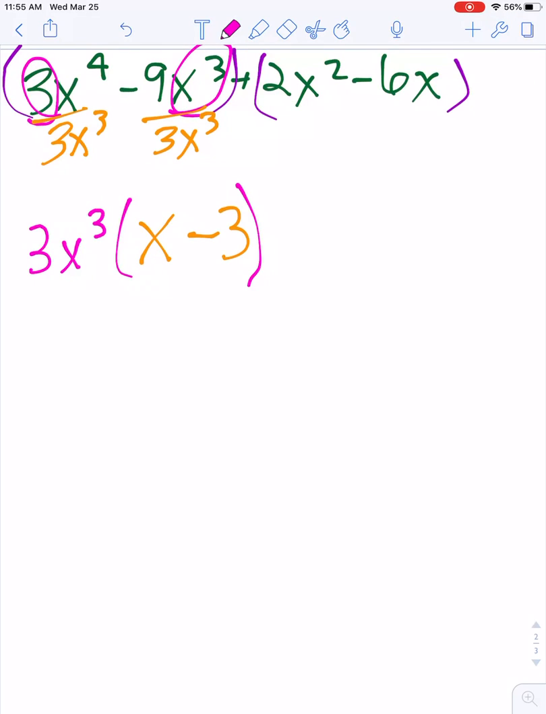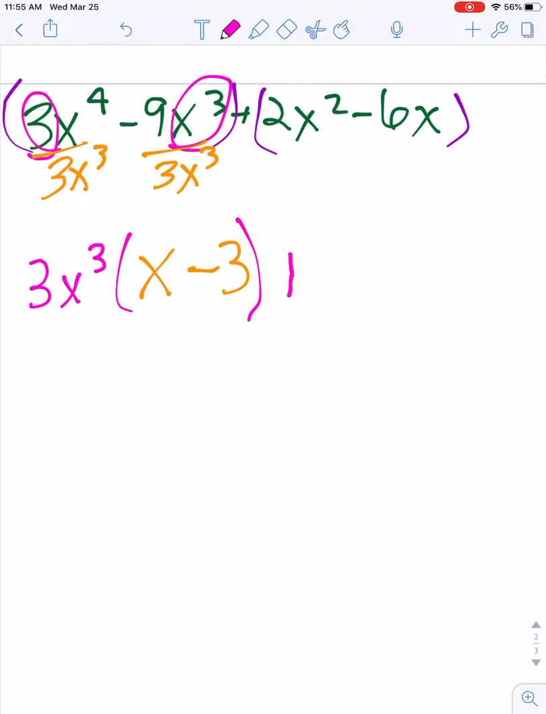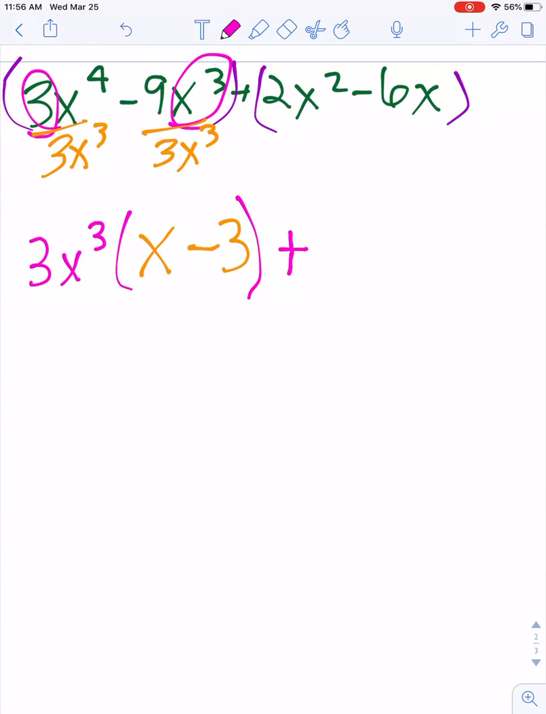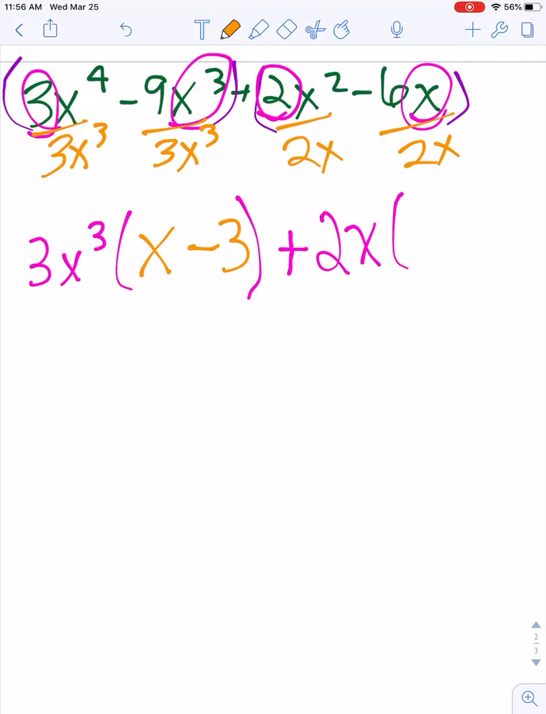So now we have our left term factored, but we still have our entire right term. All right. So we have 2x squared minus 6x. So again, we're going to factor out that leading coefficient and our smallest power of x. Leading coefficient is 2. Smallest power of x is just x. Then we'll divide each term by our factor. So we're going to divide each term by 2x in our right parenthesis set.